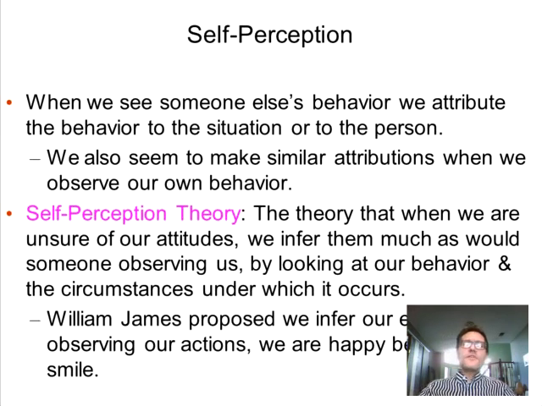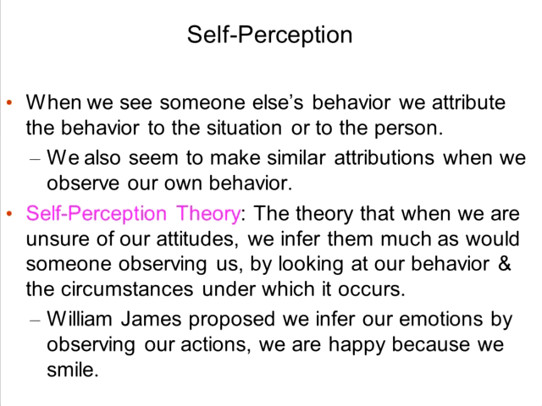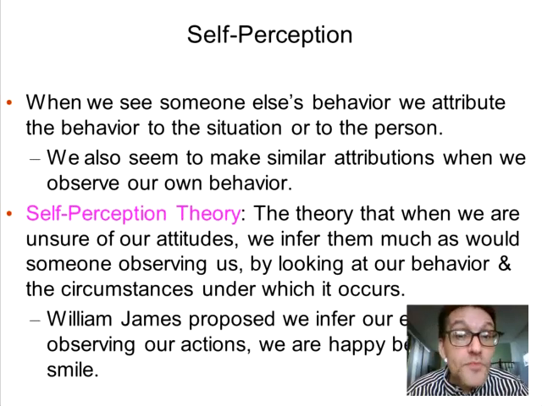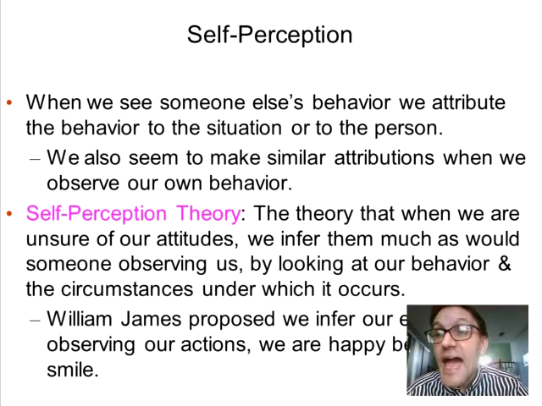Well, self-perception theory takes the same idea, but says in situations when we're not absolutely certain about our attitudes, what we do is we look at our behaviors and we infer our own attitudes based on the behaviors we exhibit. Okay? And so it's really kind of an interesting idea. This goes back to the James-Lange theory of emotion. That is, James-Lange says we're happy because we smile. Okay? We're happy because the act of smiling leads to happiness.